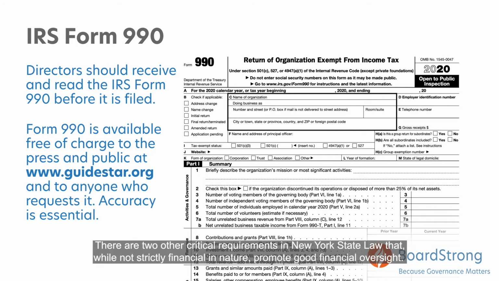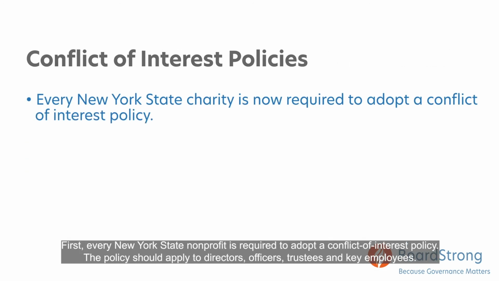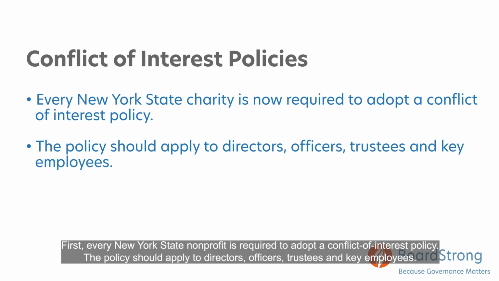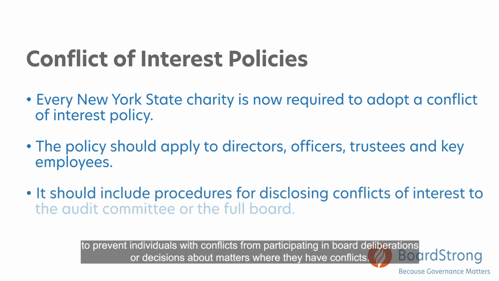There are 2 other requirements in New York state law which, while not strictly financial in nature, promote good financial oversight. First, every New York state nonprofit is required to adopt a conflict of interest policy. The policy should apply to directors, officers, trustees, and key employees. It should include procedures for disclosing conflicts of interest to the audit committee or the full board, and should establish strict procedures to prevent individuals with conflicts from participating in board deliberations or decisions about matters where they have conflicts.